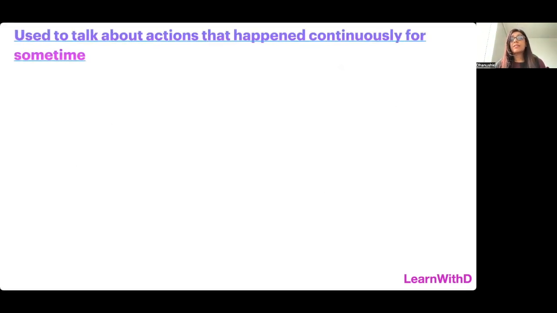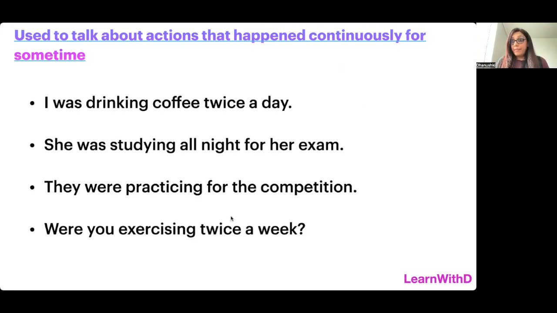Now, first one, used to talk about actions that happen continuously for some time. Let's look at the first example. I was drinking coffee twice a day, right? I have been doing that for some time in the past, right? Remember, I said we use the verb be and we use the continuous form of the verb. I was drinking coffee twice a day.